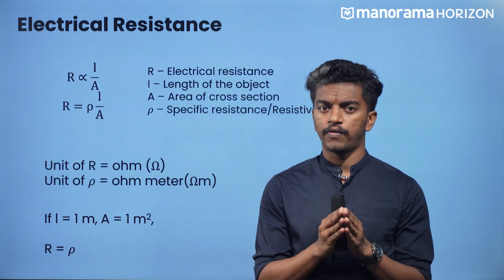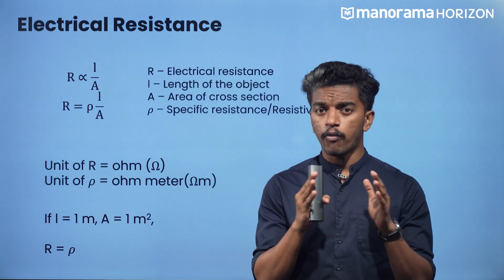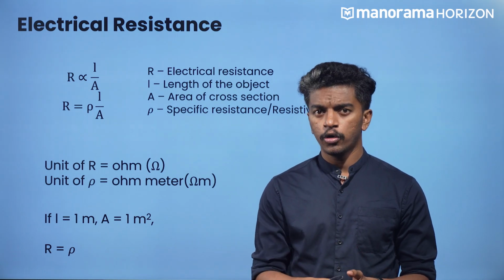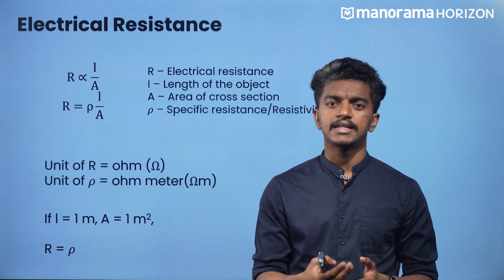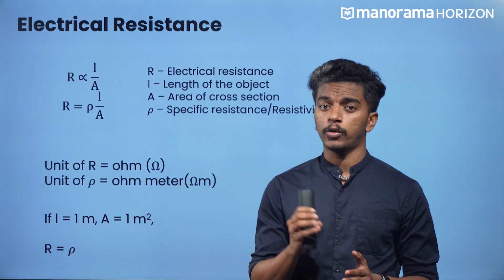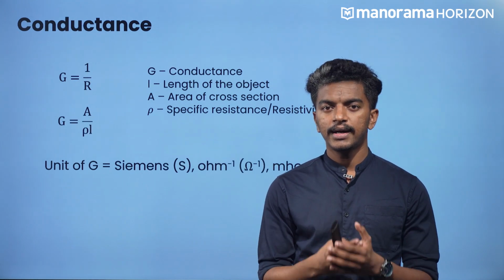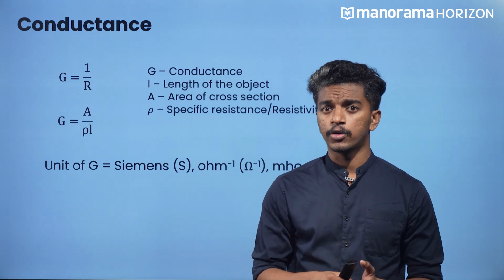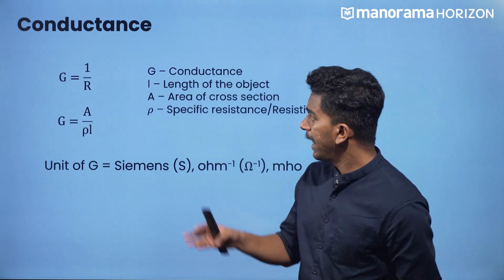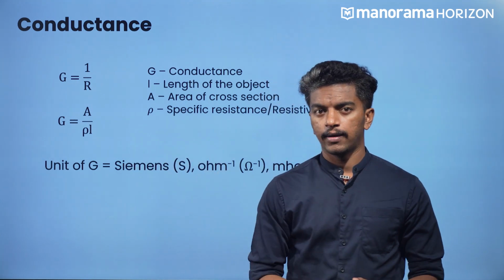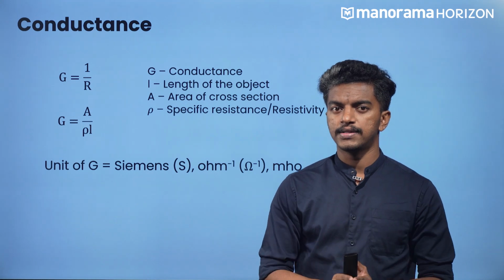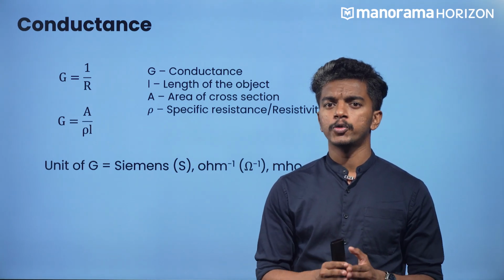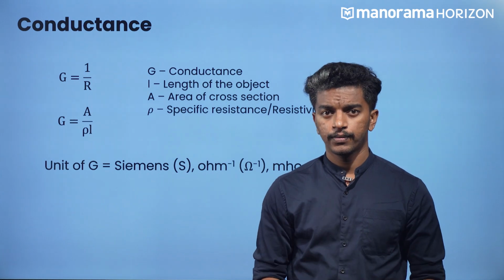If we use an object of length 1 meter and area 1 meter square, the resistance will be equal to resistivity. Or we can say that resistivity is the resistance of unit volume of an object. Conductance is simply the inverse of resistance. So conductance G equals 1 by R, or equals A by rho L. The unit of conductance is ohm inverse or mho. Generally, Siemens is used as the unit of conductance.